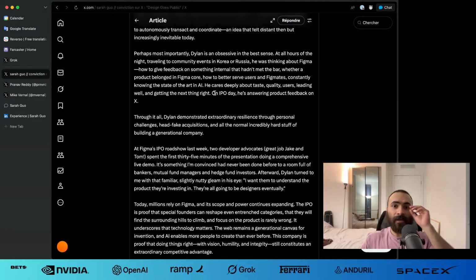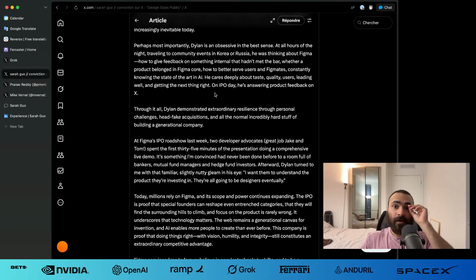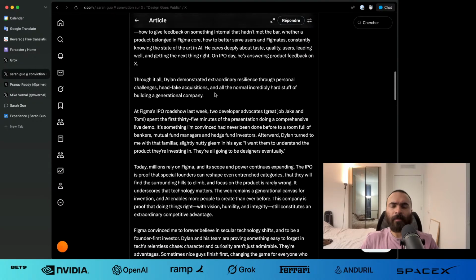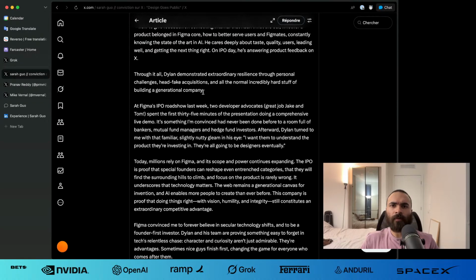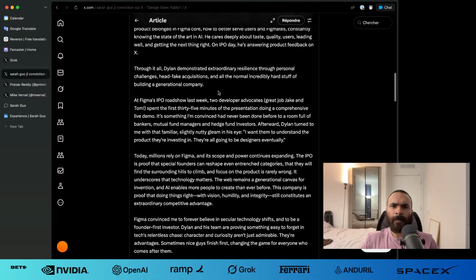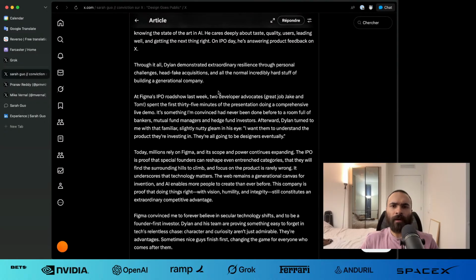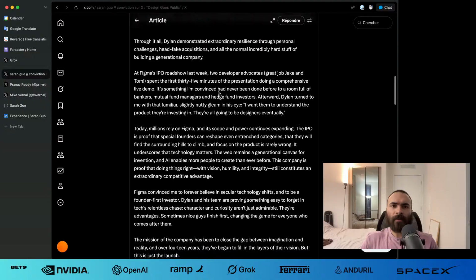Perhaps most importantly, Dylan is an obsessive in the best sense. At all hours of the night, traveling to community events in Korea or Russia, he was thinking on Figma: how to give feedback on something internal that hadn't met the bar, whether a product belonged in Figma core, how to better serve users, and always knowing the state of the art in AI. He cares deeply about taste, quality, users, leading well, and getting the next thing right. On IPO day, he's answering product feedback on X.